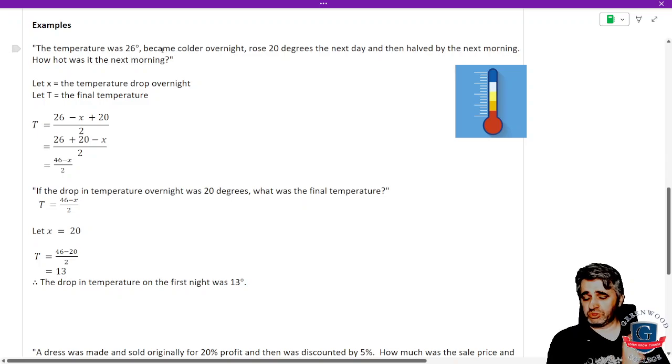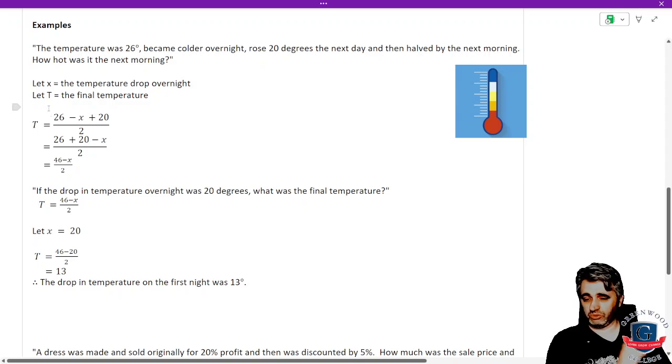So the temperature was 26 degrees. It became colder overnight. We don't know how much colder, so there's our unknown. It rose 20 degrees the next day and then halved by the next morning. So started at 26 degrees, went down something, and then went up 20 and then halved. So we've got 26 take x plus 20 in the numerator.